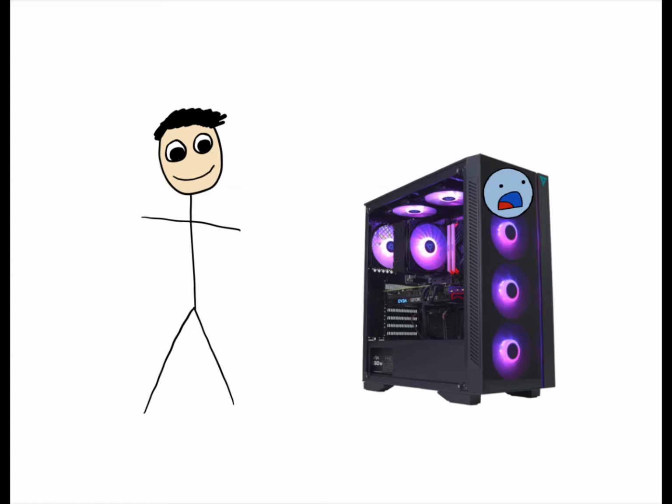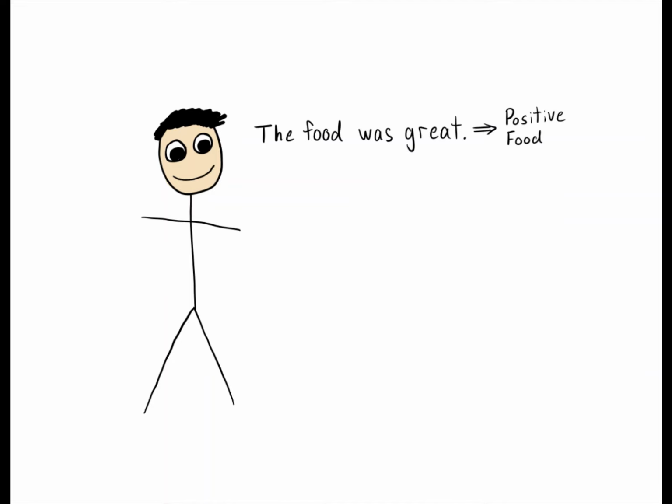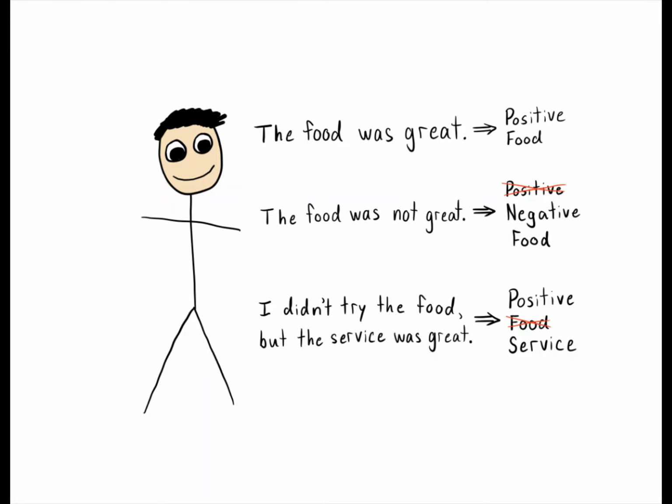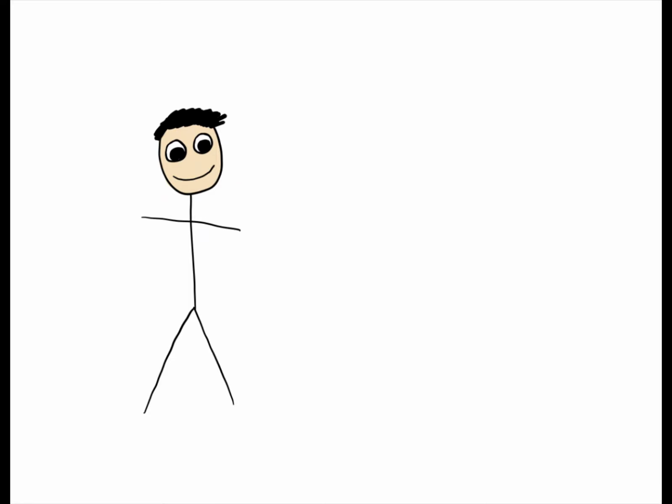Thanks to the way language works, a program which simply looks for certain words and sorts based on that doesn't work. Here's a sentence which is positive and about food. Here's one that is negative and about food. And here's one that is positive but not about food. As you can see, they all contain the words food and great. However, they all have different meanings. So if looking for specific words often doesn't work, what do we do?